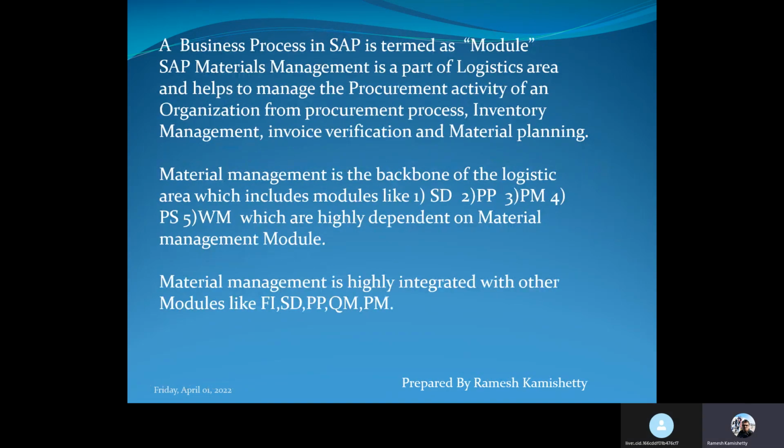So a business process in SAP is termed as a module. Suppose MM is one module, SD is the sales module, FICO is the finance and controlling module. Like that, ABAP is there. Over 20, 30 modules. More than 30 modules are there in SAP.